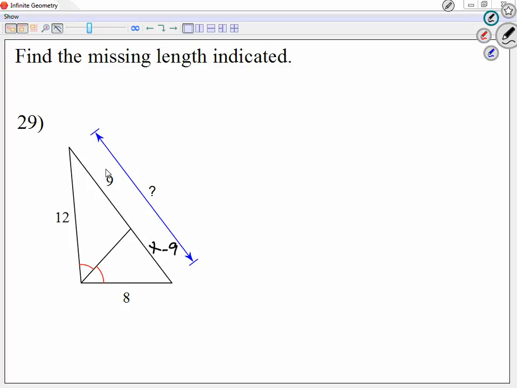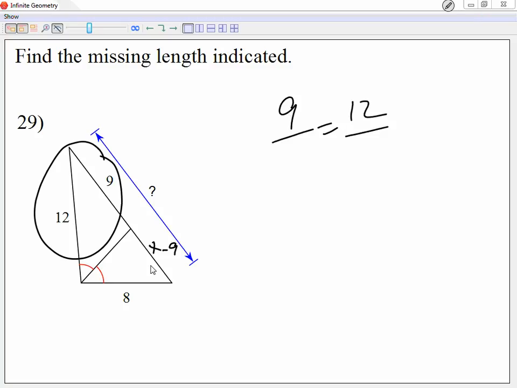From one triangle, my measurements are 9 and 12. For the other triangle, my measurements are x minus 9 and 8. Which one is smaller? X minus 9. So x minus 9 and 8. Cross multiply and you can work it out.